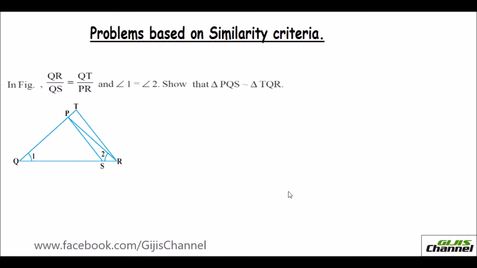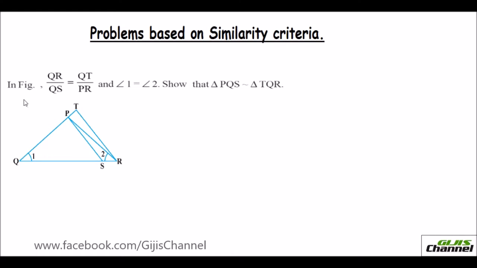Here we are going to see how we use the similarity criteria in solving a few problems. So we know all the criteria which we normally use, like SSS, SAS and all that. So let us see how we apply those criteria here to solve these problems.